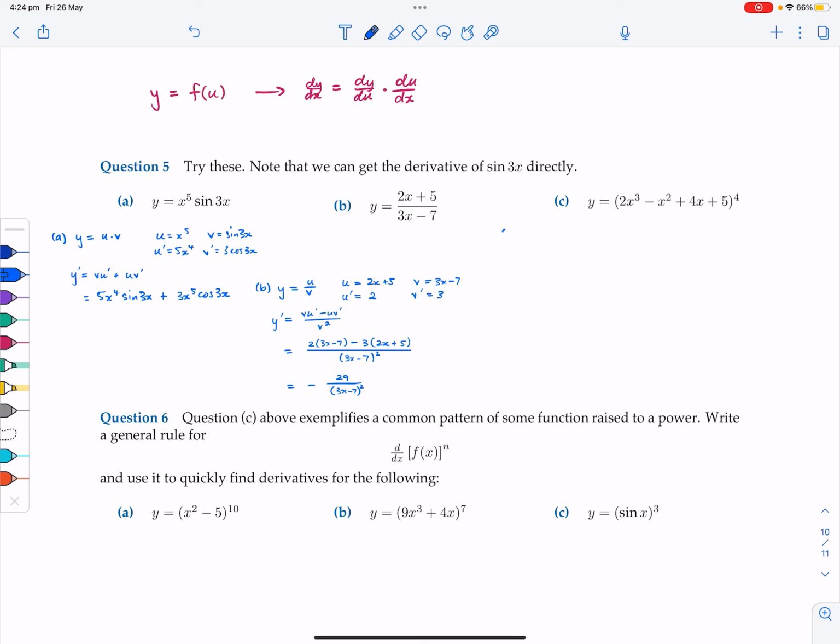All right, question C. Right, chain rule, this one. Function of a function rule. I don't think I mentioned it before? It's called the chain rule.